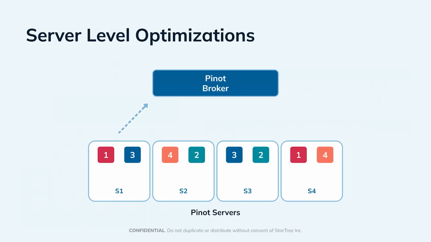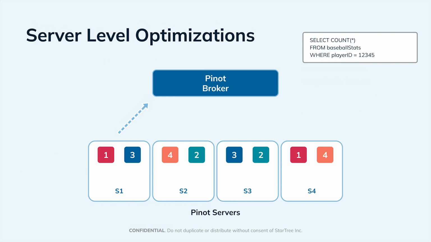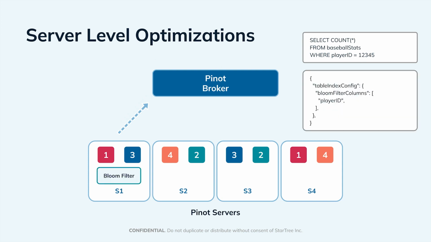So now let's look at what happens in a server. In some cases, you can only prune the segments so much at the broker layer. So we can do further optimization at the Pinot server. Let's assume you're getting a query like this on a different column. You're filtering on player ID, for which you don't have the previous optimizations. In this case, we can define a Bloom filter on this particular column. So each of these servers will have a Bloom filter on player ID. And when it gets the query, it can use the Bloom filter to again filter out segments that don't contain that particular value of player ID.